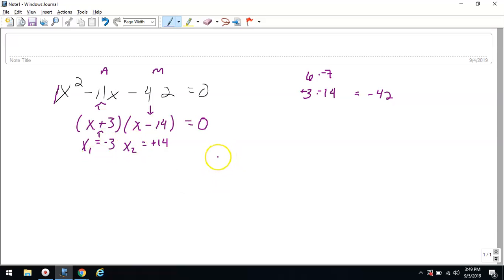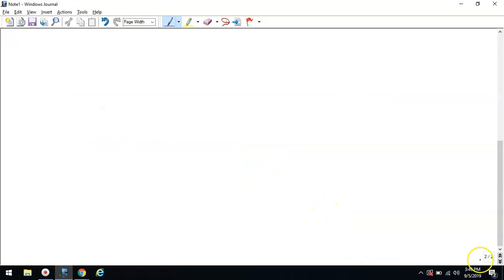So two answers. The sketch of this graph would probably look like, let's see, negative 3, positive 14, and it's positive, so it's going to look something like this, you guys, not exactly like this, okay? All right, so that is solving by factoring.